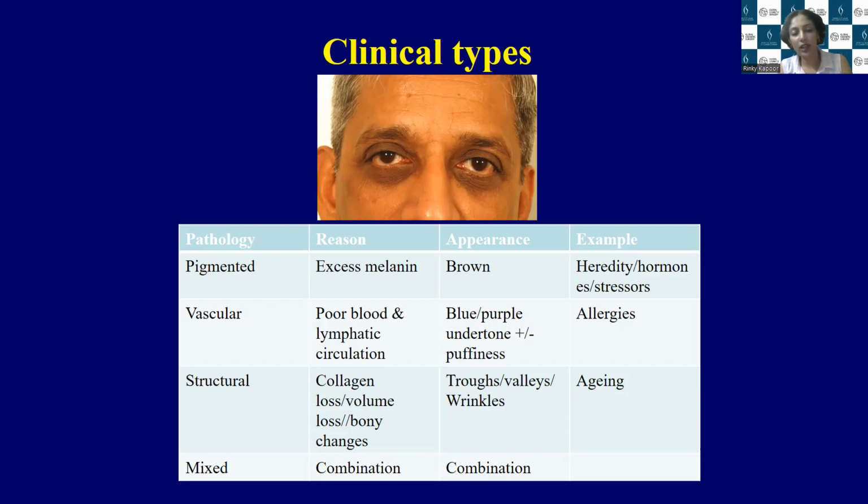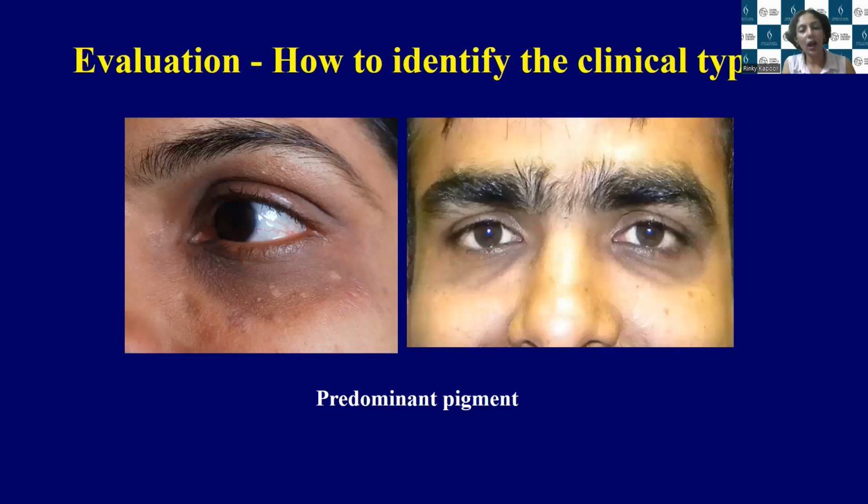Then you have the structural variety, which is seen mostly in the later age groups because of structural changes around the eye, the collagen loss, volume loss, bony changes, etc. And they manifest as wrinkles or under eye tear troughs and under eye valleys, etc. So generally seen in the aging group. And then of course you have the mixed variety, which is the commonest, wherein you could have a combination of all these types. Now, let's see how to categorize patients, because that is very important to decide the modality of treatment.